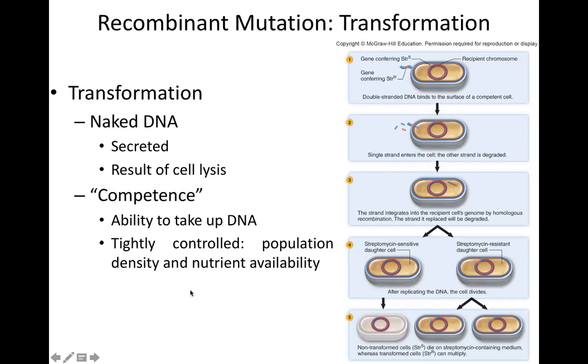And again, it's tightly controlled by population density and nutrient availability. So you're not going to see this as much if everybody's happy and things are going well. But if the population is growing rapidly and nutrients are being depleted, then you might see some cells become more competent, and then they can take in this DNA. And the daughter cells have to have it. So once it's incorporated into your genome, when you divide, the daughter cell has it. When the daughter cell divides, the next daughter has it. So it keeps on going down from generation to generation. So it's permanently becoming part of this genome.